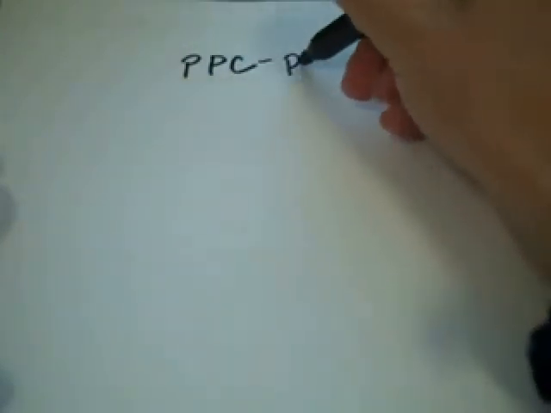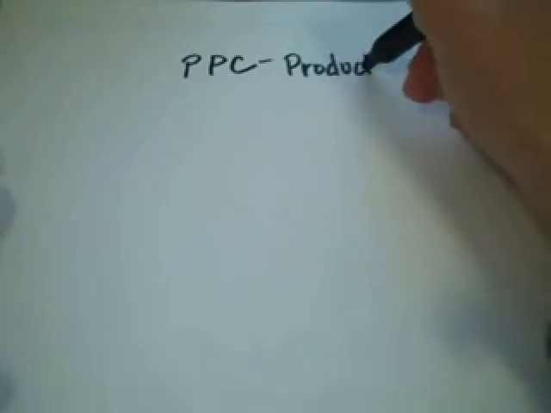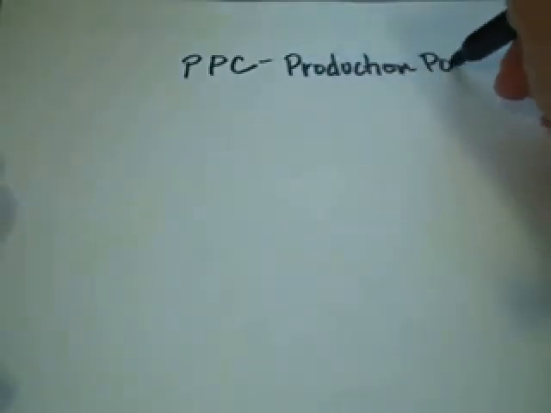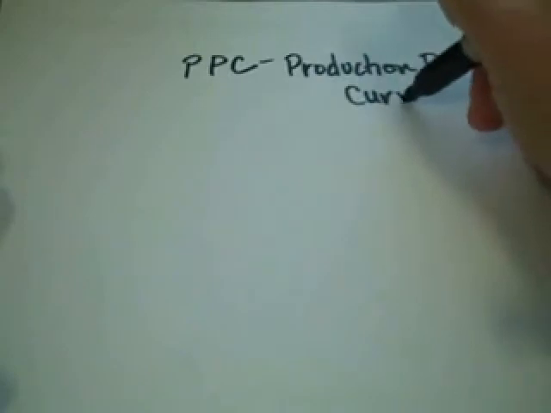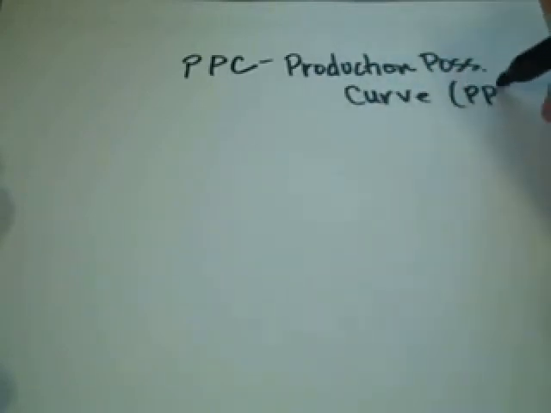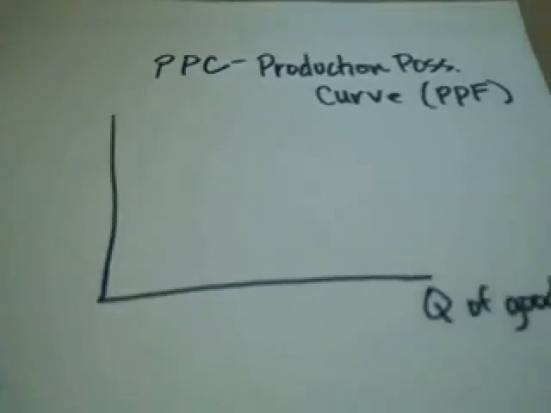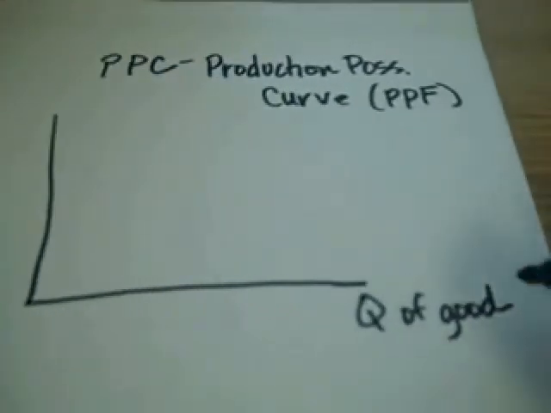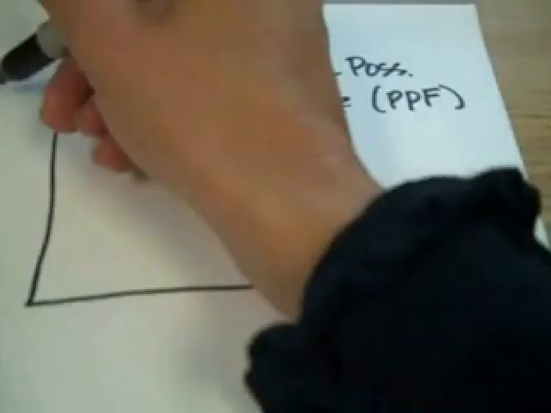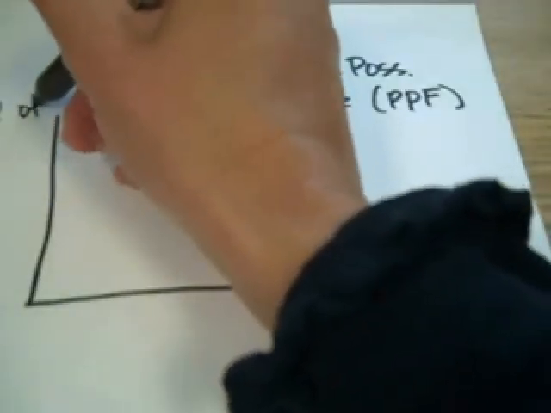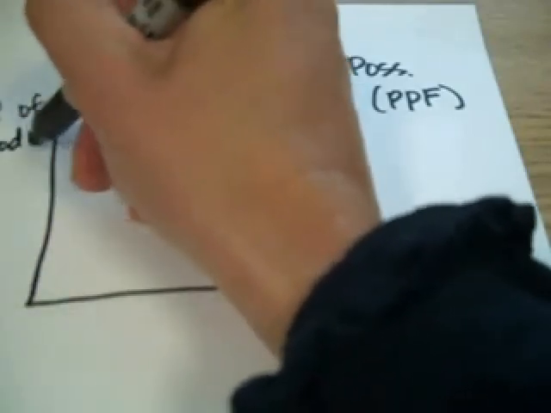First graph here, and review the PPC, which means production possibilities curve. Remember that it's also called the PPF. On each axis is going to be quantity of goods. So it's a trade-off between these goods that you're producing. And so it's going to be quantity of good A, because you're going to have quantity of good B.